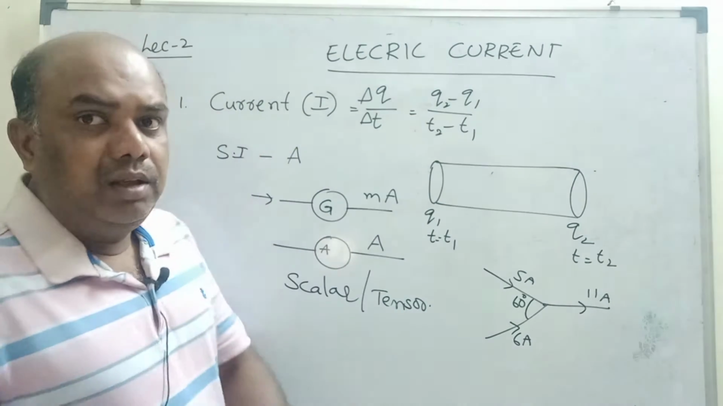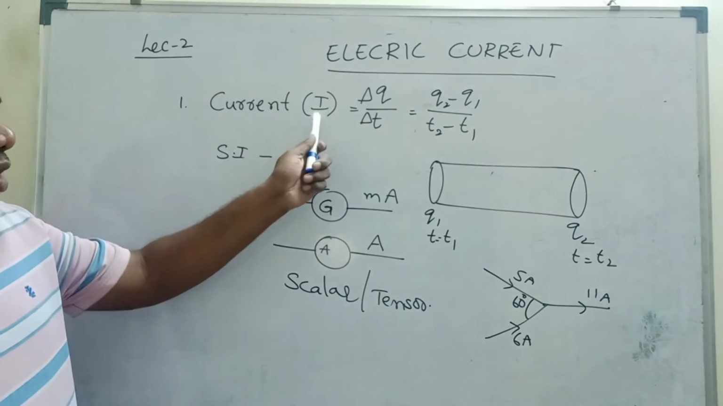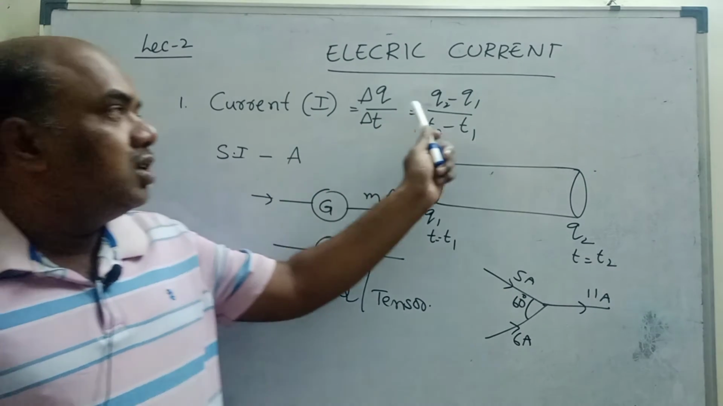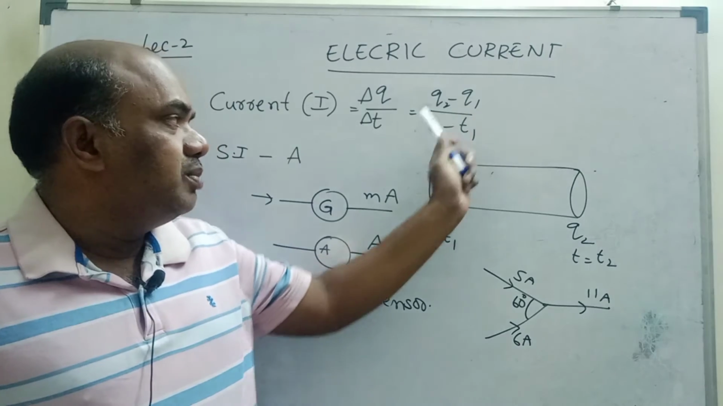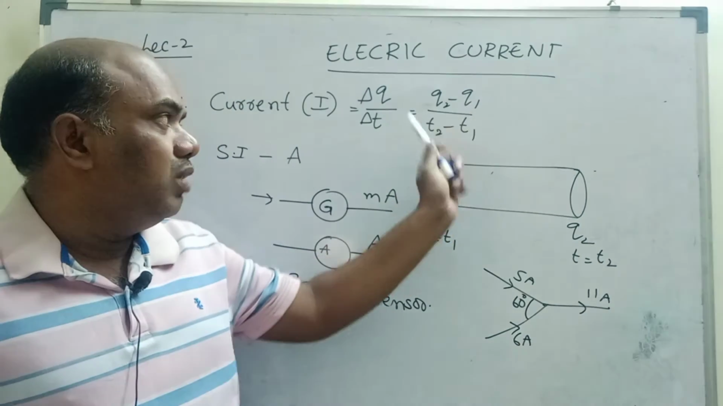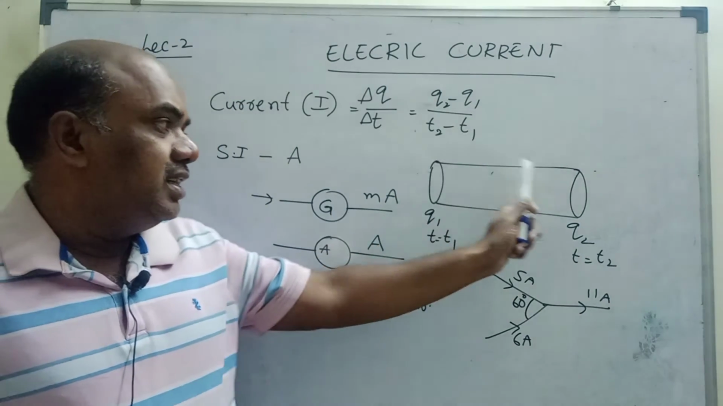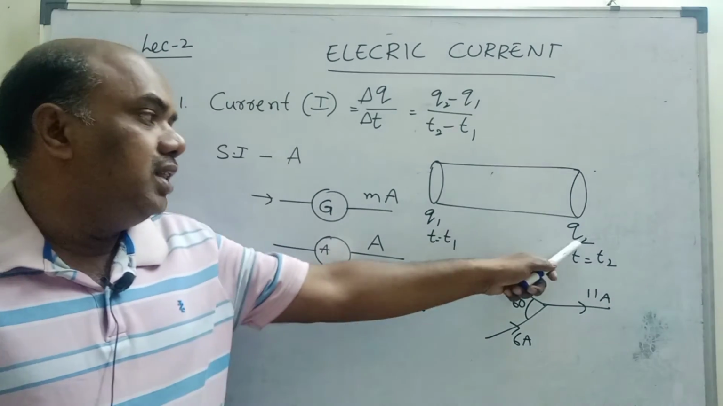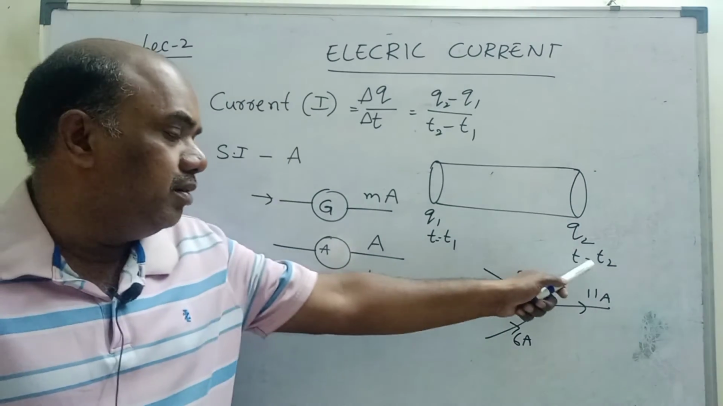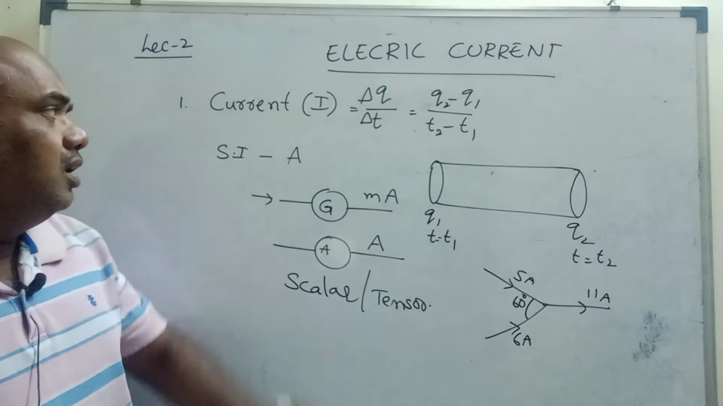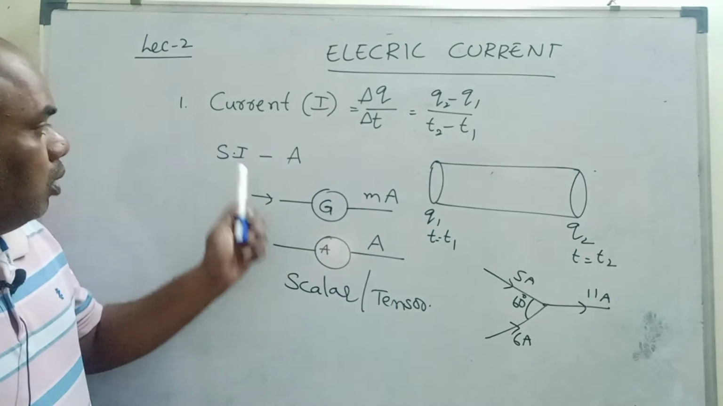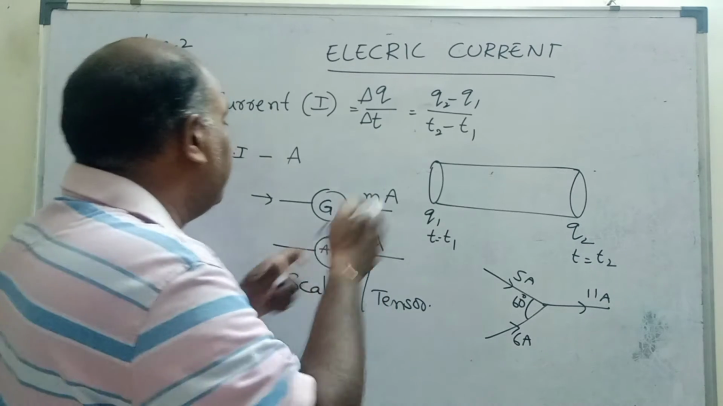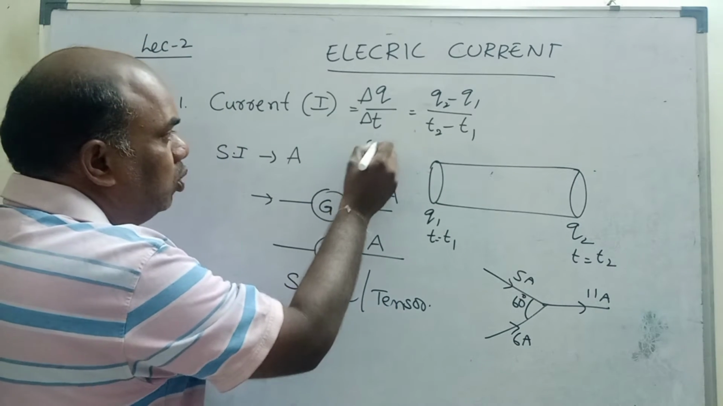This is about current. Once again, current is denoted by I. Current is dq by dt, or charge by time, that is, the difference in charges by the difference in time, q2 minus q1 by t2 minus t1. Let us consider this is a cylindrical conductor. Here the charge is Q2, here the charge is Q1. The difference in charges divided by the difference in time period is nothing but current. The SI unit of current is ampere. One more definition: charge per time, coulomb per second.